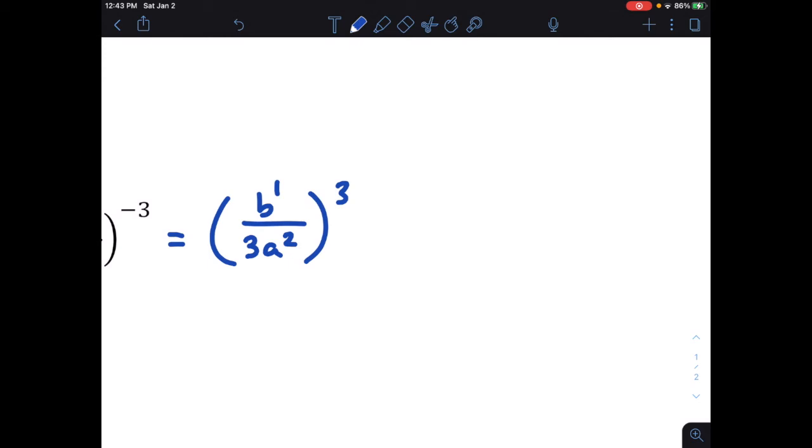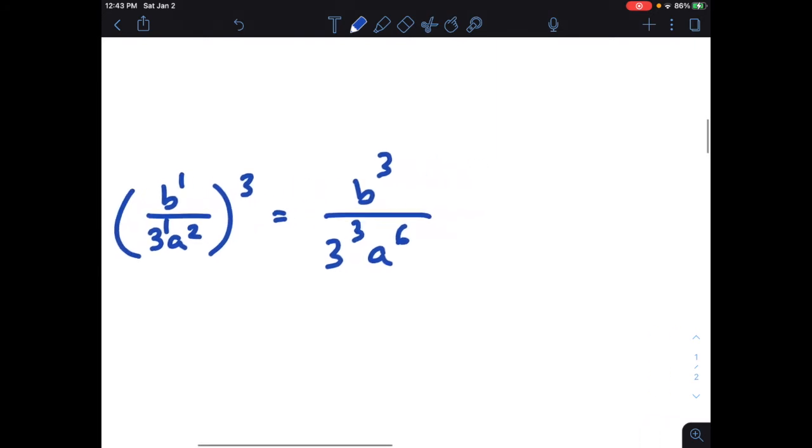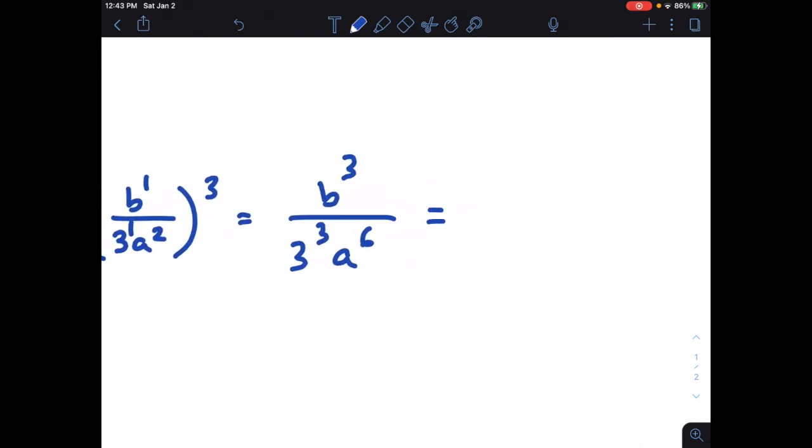So the power rule says I multiply every exponent. Remember, there's a 1 there. There's a 1 on the 3. That's easy to forget. So we have b to the 3rd power, 3 to the 3rd power, a to the 6th power, because 3 times 2 is 6. And then the only other thing I could do here is simplify that 3 to the 3rd power. So I have b to the 3rd over 27a to the 6th.